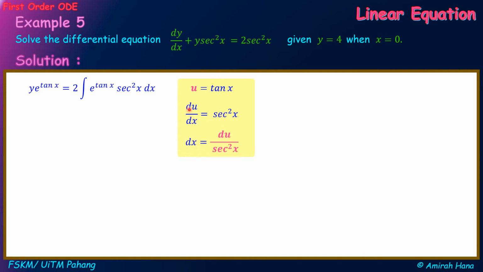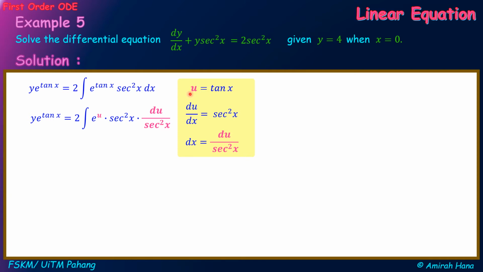So we just cross multiply, so we get dx equals du over sec squared x. After that, we substitute back into this function. So we have y e to the power of tangent x equals 2 integration of, we replace tangent x equals u. And then we still have sec squared x, times, we replace dx equals du over sec squared x. Right?